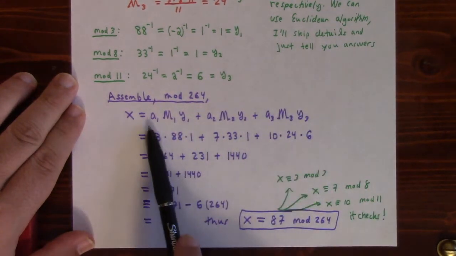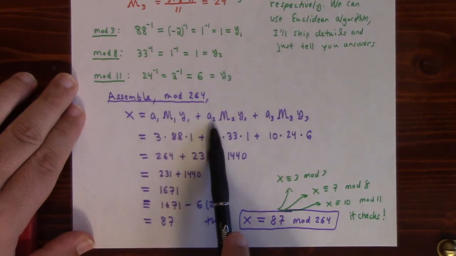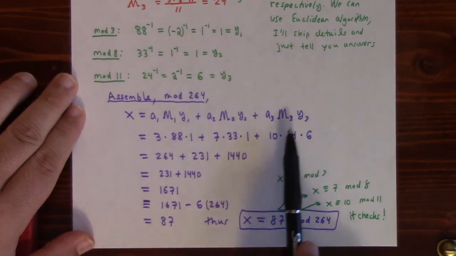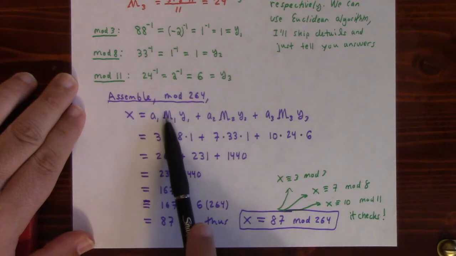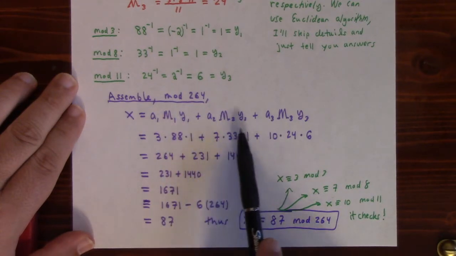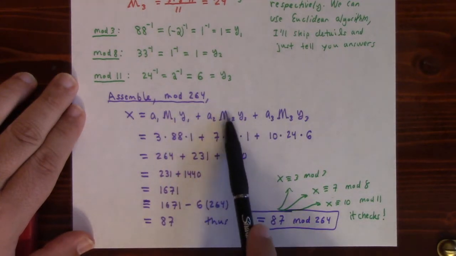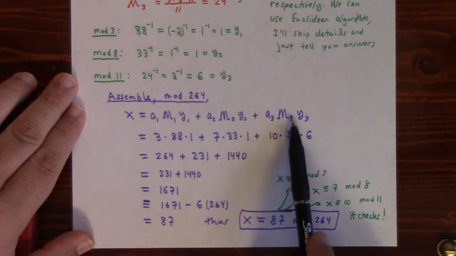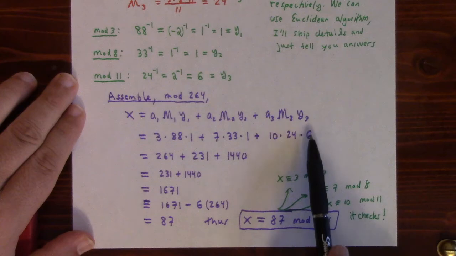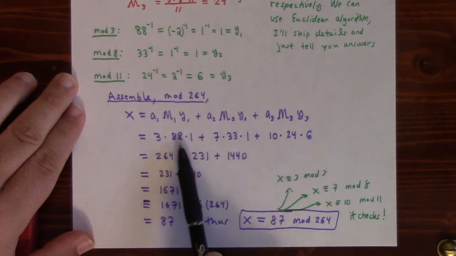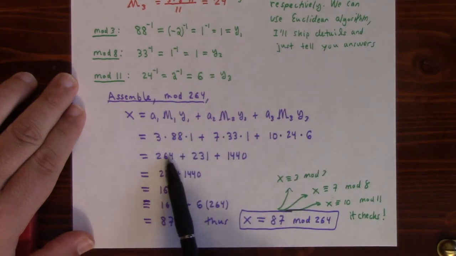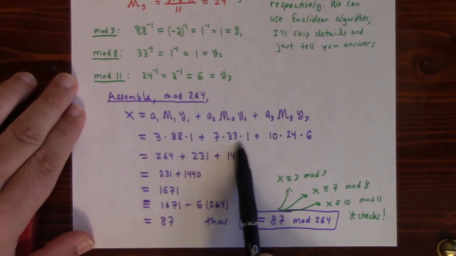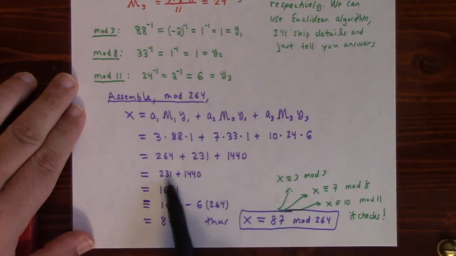Put it all together. A1 M1 Y1 plus A2 M2 Y2 plus A3 M3 Y3. Well, A1 was 3, M1 was 88, Y1 was 1, A2 was 7, M2 was 33, Y2 was 1, A3 was 10, M3 was 24, Y3 was 6. So the first one gives me 264, which, since we're doing the calculation mod 264, just drops out. And then this has got 231 and 1440. Add those together, you get 1671.